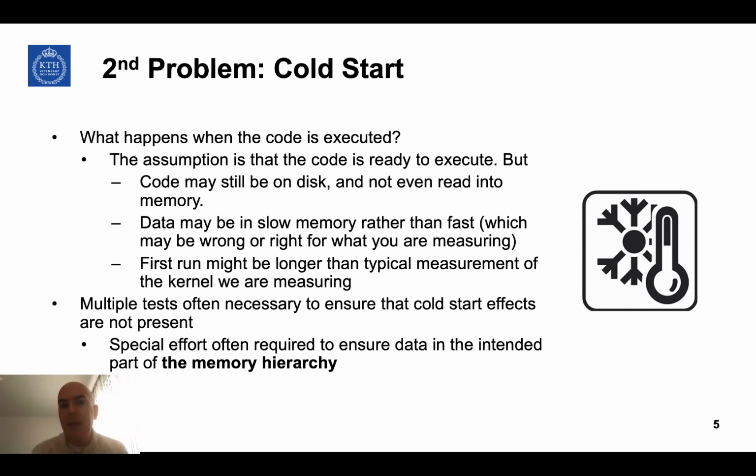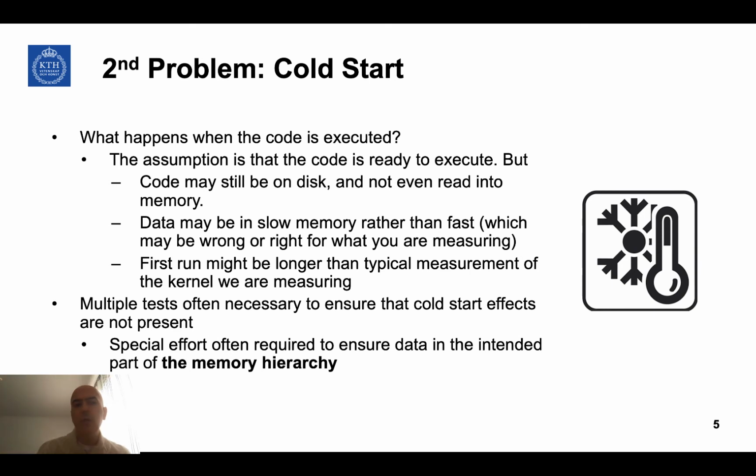Another problem we might have is that data might be in the slow memory rather than in the fast memory. So it might be in the main memory instead of the caches, which might be wrong or right for what we are measuring. If we want to measure, for instance, the performance of the caches, we want our data to be in the caches, not in the RAM. Vice versa, if we want to measure the performance of our main memory, we want the data in the main memory and not in the caches.